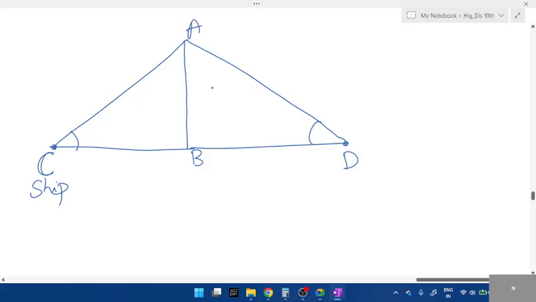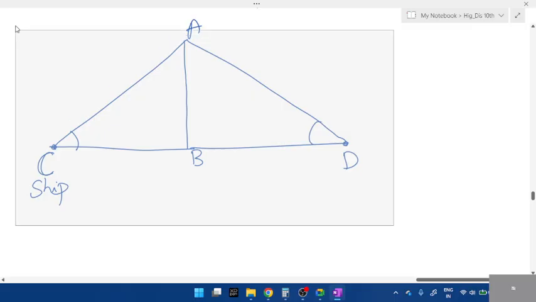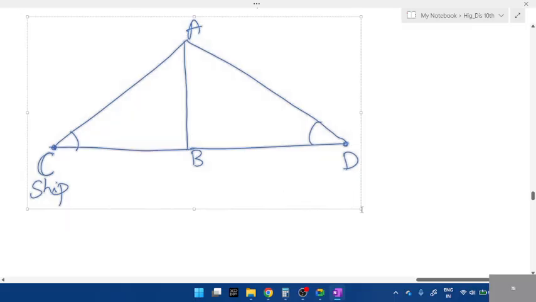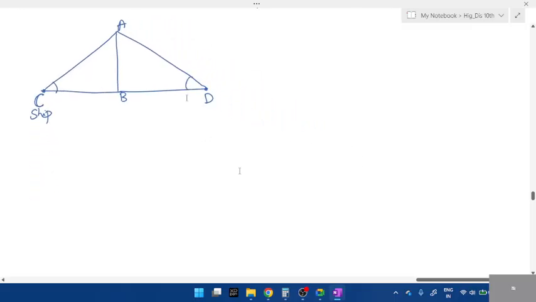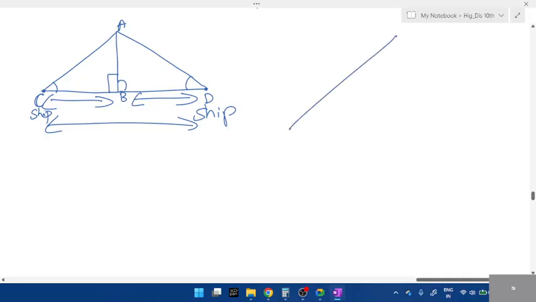First type is one single question on one side. Second type of question, two ships on the opposite side. Two ships on opposite side, C and D. Okay, so this is right angle. You have to take this as two separate questions. First, you have to find CB value and then you have to find BD value. Then you have to add both. This is second type.